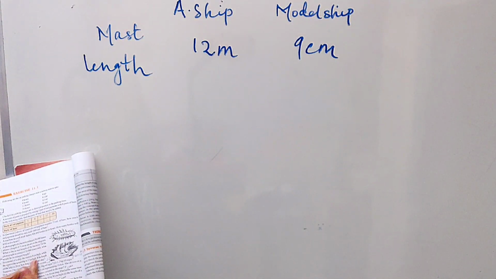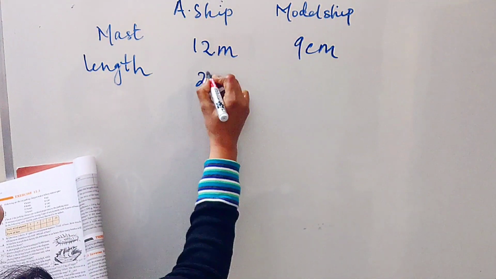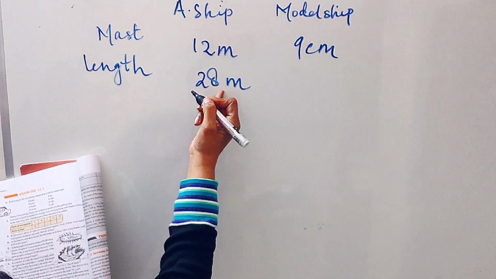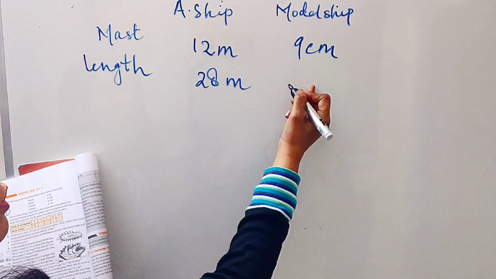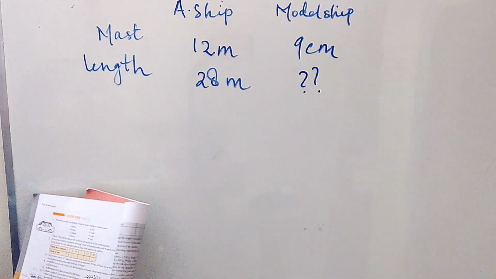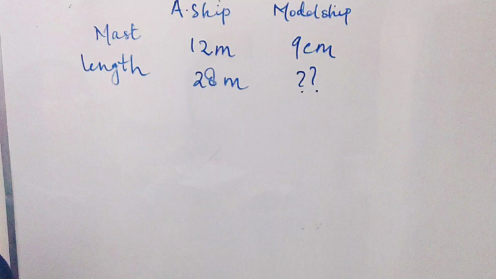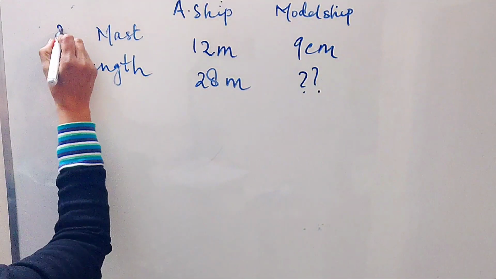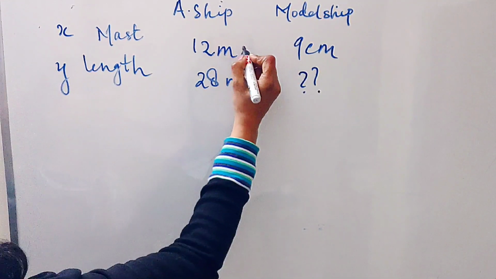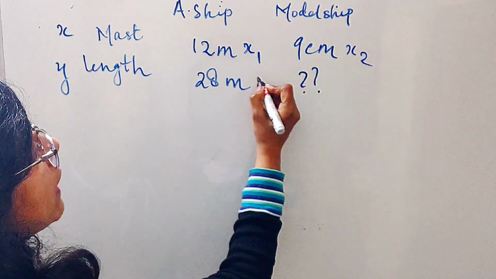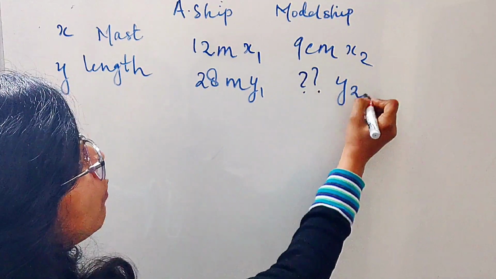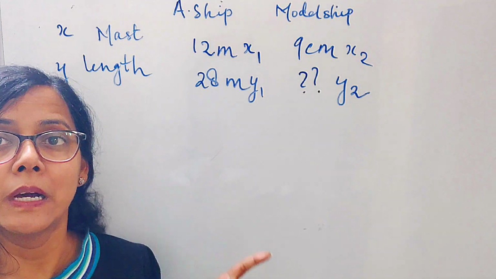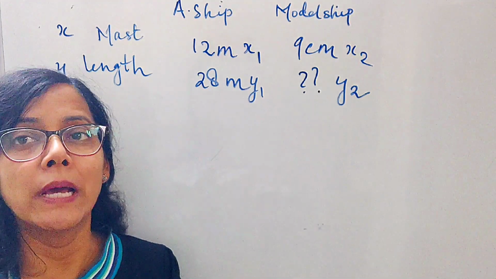Length they are saying is, length of the ship is 28 meter in the question. Now they are saying if length of the actual ship is 28 meter, then what is the length of the model ship? So what is not given to us is the length of the model ship. Now again in the same way we will take two variables x and y. So this is x and this is y. So x1, x2, y1, y2. y2 is missing here. So same as before, first we will write down that this is a direct proportion or direct variation.